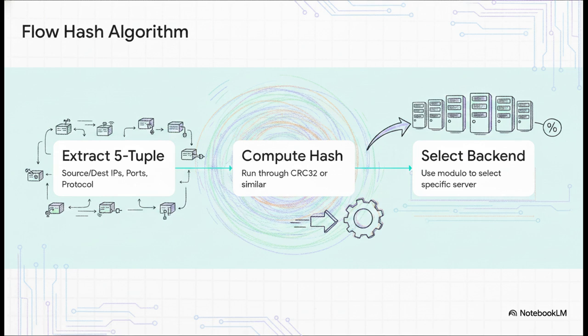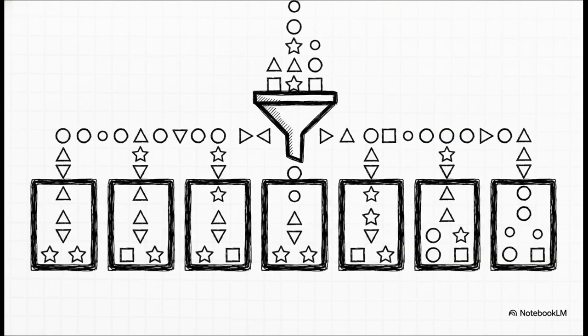It just concatenates these values and passes them through a ridiculously fast hash function like CRC32. Finally, it selects the backend, using a modulo operation, literally just dividing the hash value by the number of backend servers, to find the specific backend index. This whole process takes mere nanoseconds and requires almost zero memory overhead. It's brilliant. But here's a big challenge. What happens when a backend server goes down? A simple modulo calculation would remap everything and completely break active connections.